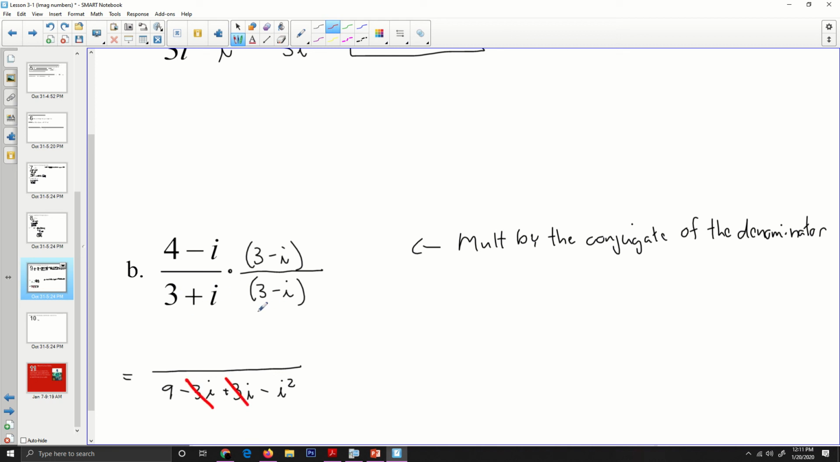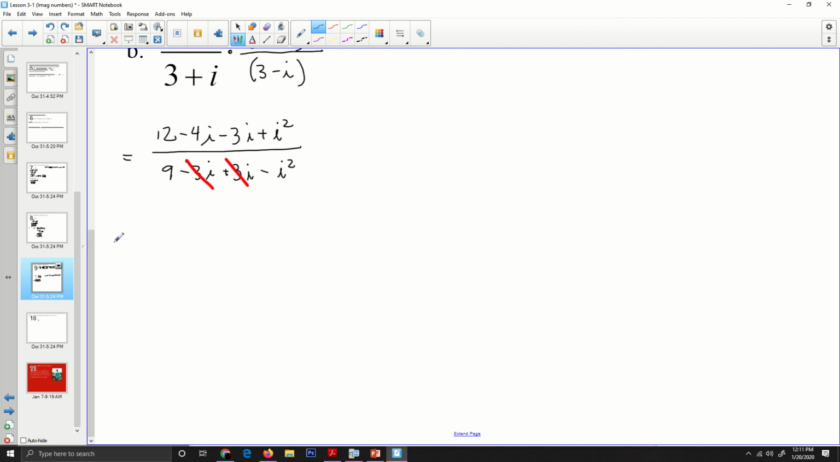That's why we're going to be multiplying by the conjugate. On top, 4 times 3 is 12. 4 times negative i is negative 4i. Negative i times 3 is negative 3i. And then negative times a negative is positive. i times i is i squared. We're going to simplify that there.